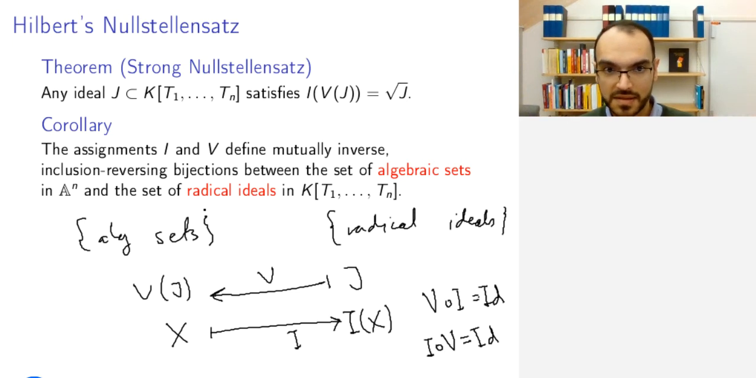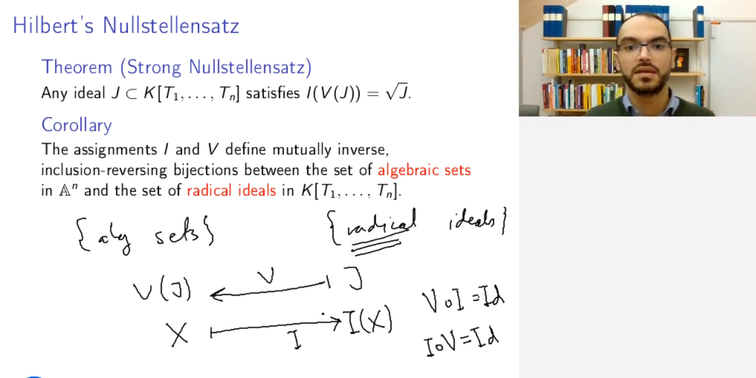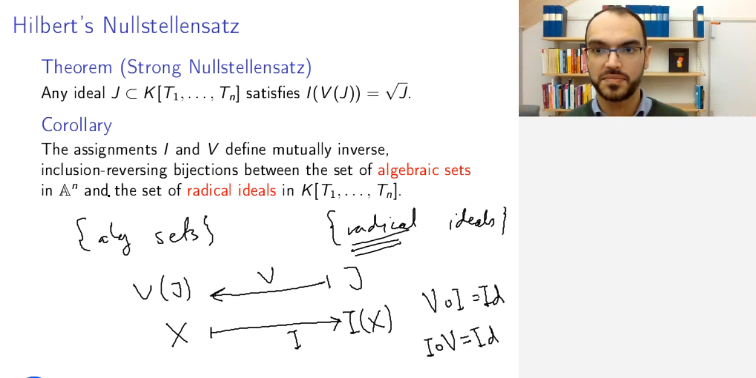Because now the ideals are radical, taking the radical will not change anything. And so this means that these two are inverses to each other, and therefore they are bijections, and both v and I reverse inclusions. And so the corollary follows. So this gives us a very precise link between radical ideals and algebraic sets.